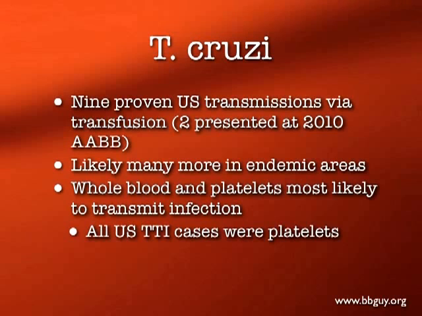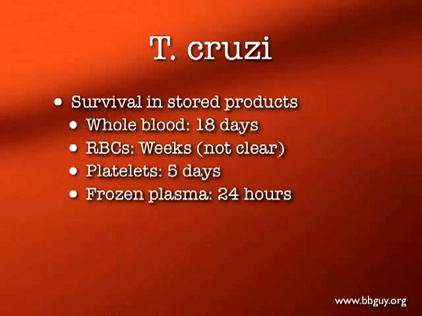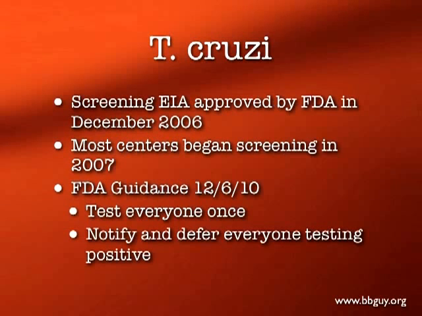According to the data that we have, whole blood and platelet transfusions are the most likely to transmit infection. And in fact, in the United States, since we don't transfuse whole blood very often, all of the U.S. transfusion-transmitted cases were from platelet transfusions, I should say. The organism lives in stored products fairly well, at least 5 days for platelets, not very well in frozen plasma, and about 2 to 3 weeks for whole blood. Probably about the same for red cells.